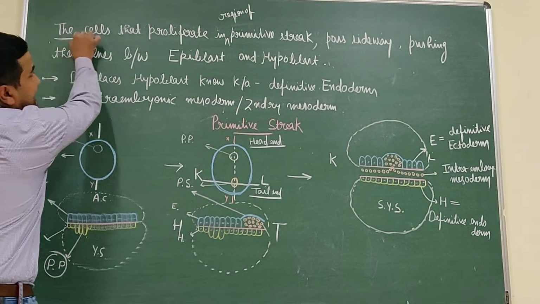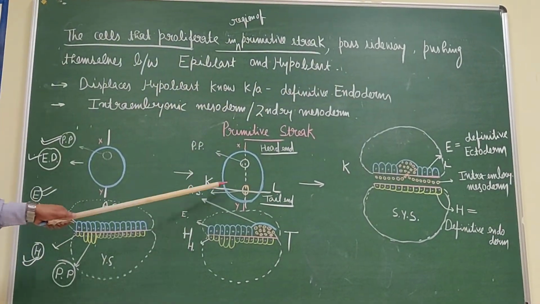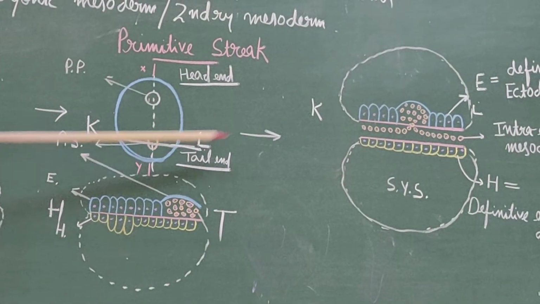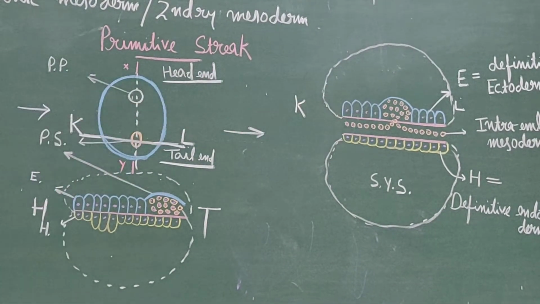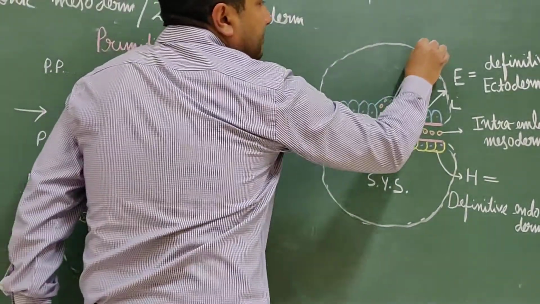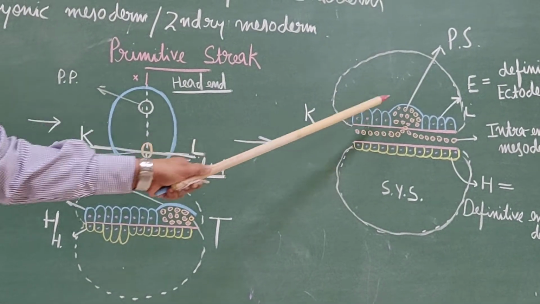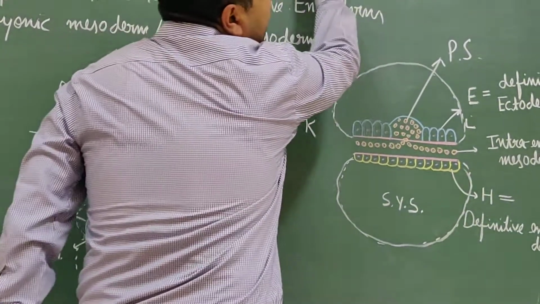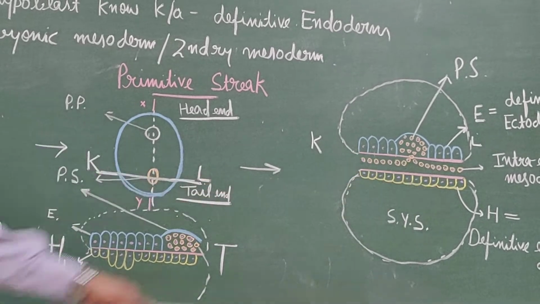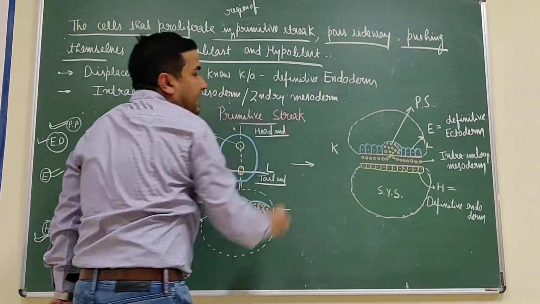Now, the cells that proliferate in the region of the primitive streak. In this diagram, we cut the transverse axis, and this is the transverse section. Focus. Now, this is the primitive streak. The cells in the primitive streak that proliferate pass sideways. They pass sideways. Now they push themselves between the epiblast and the hypoblast.